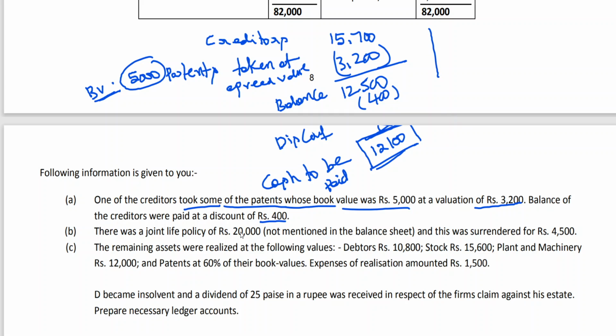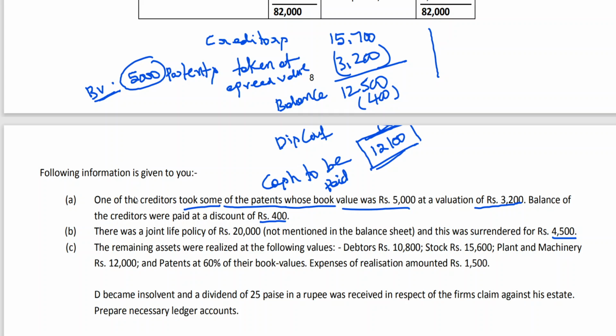Then there was a joint life policy of 20,000 not mentioned in the balance sheet, and it was surrendered at 4,500. That is nothing but joint life policy received, 4,500. Because 20,000 is not mentioned, it is nothing but an unrecorded asset. When it is an unrecorded asset, the joint life policy amount that has been received is to be taken to which account, my dear friends? Realization account. Clear to all of you? It is to be taken to realization account.